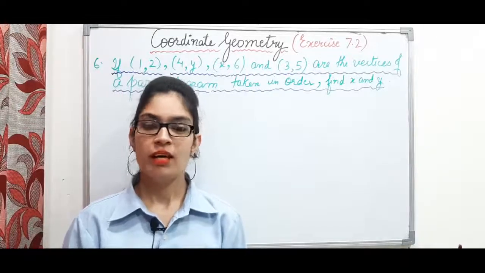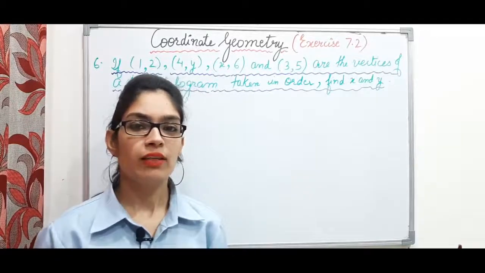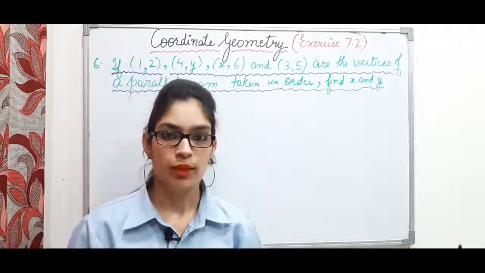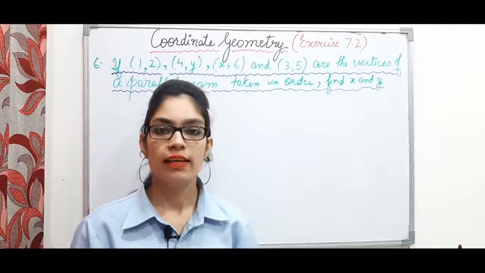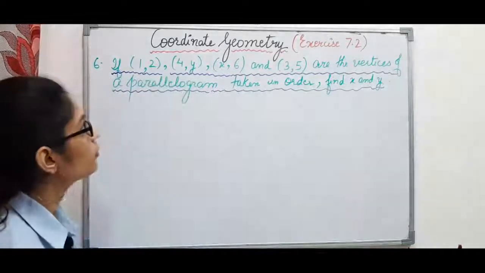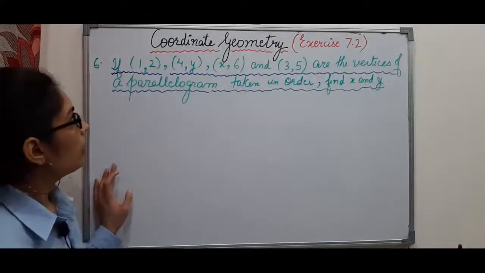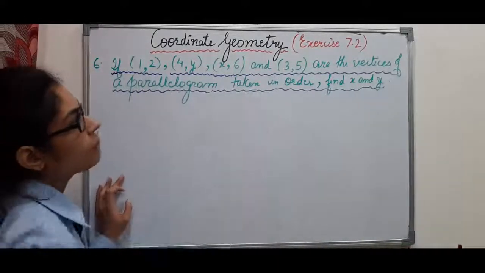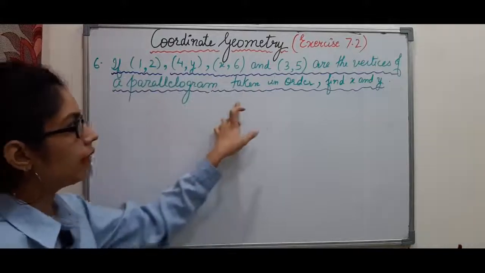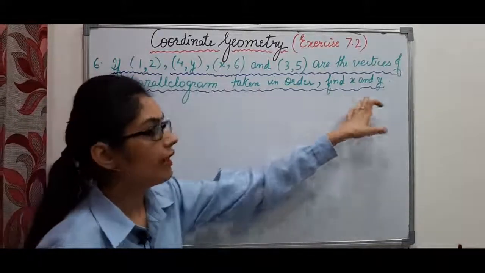Hello everyone, welcome back. In this video we are going to continue exercise 7.2 and we will do 6 to 10 questions. So let's start with the 6th question. It is given, if these points are the vertices of a parallelogram taken in order, find x and y.